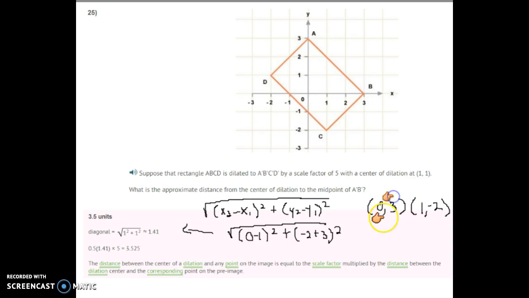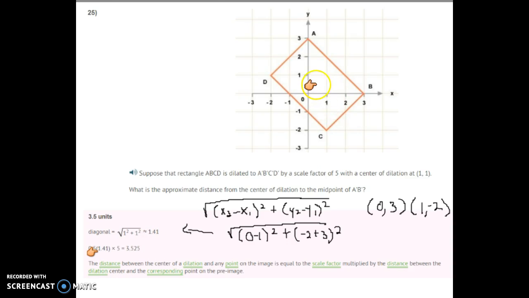The diagonal, if you look, you've got one point here at (0, 3). You've got one point here at (1, -2). So if you remember the distance formula, I've got it right here, and you plug that into the distance formula, that's how they got this diagonal is 1.41.